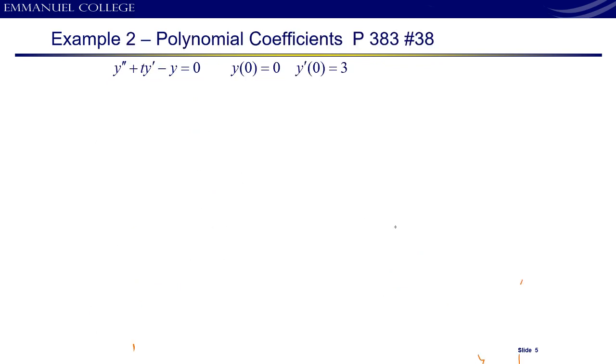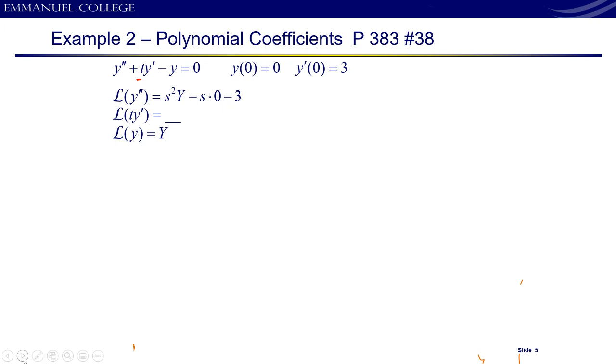So now what if we change one little thing? And that one little thing is, instead of y double prime plus y prime, you can already see our issue is here. We now have a coefficient of t, not just a constant. So what's that do to your problem?